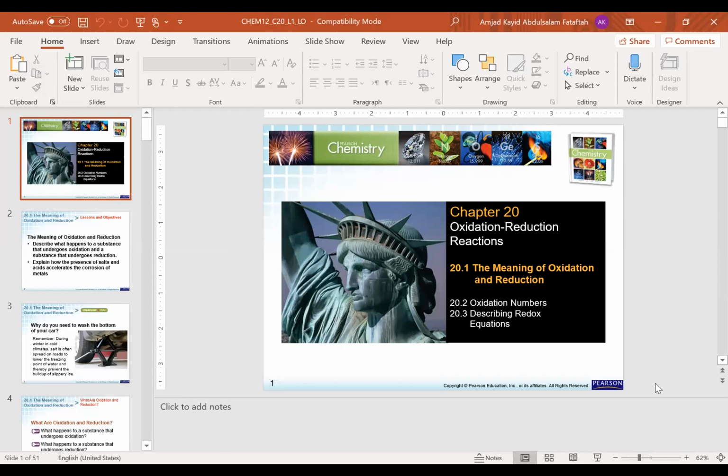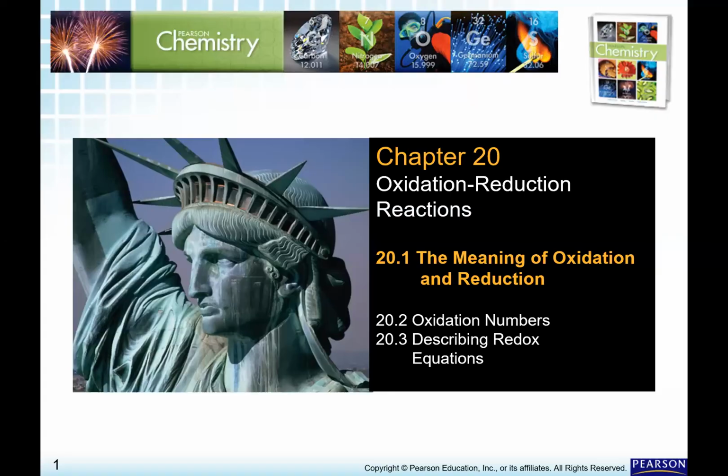Can you see the screen of chapter 20? Okay, that's a good suggestion by Hannah. She wants to do this in a different session.